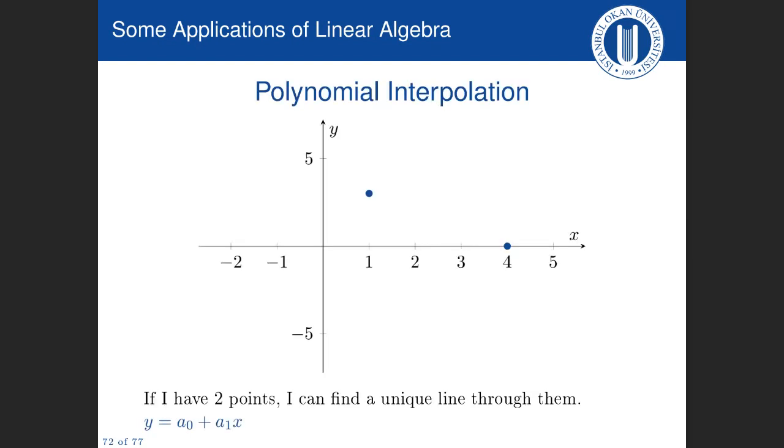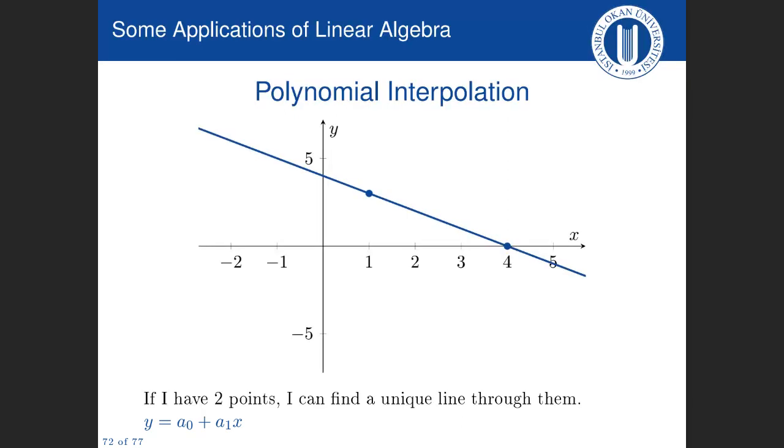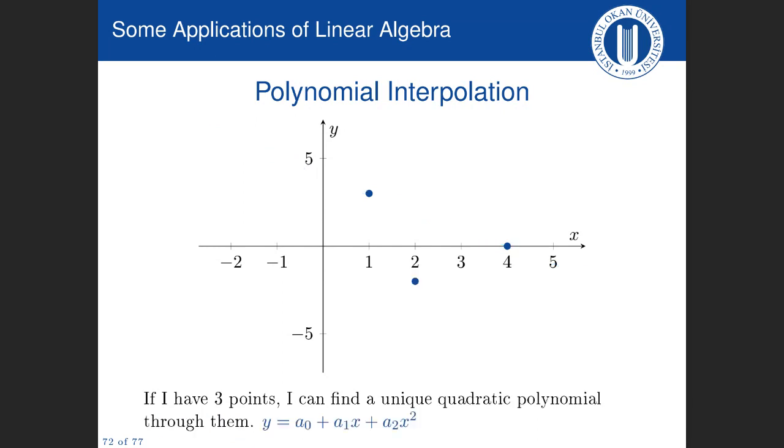An example for mathematics next. Polynomial interpolation. If I have 2 points in an xy plane, then I can find a unique line through them. I can find a unique a0 and a1 such that y is equal to a0 plus a1x passes through these 2 points. If I have 3 points, I can't find a straight line, but I can find a unique quadratic polynomial which passes through them.